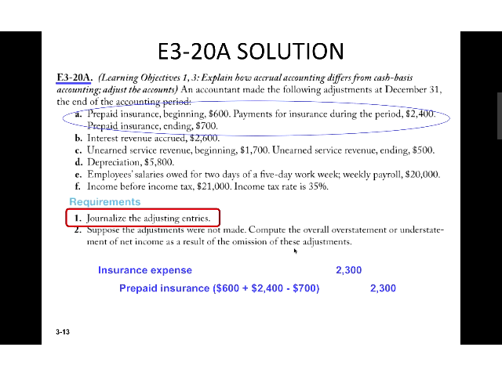So what we're saying is we started with $600, we bought more insurance for $2,400. So we had a total of $3,000 of insurance either that we started with or that we purchased. We had this $3,000, but at the end of the period we only have $700 left. So to get from the $3,000 down to the $700, we had to have used $2,300 of our insurance. So that is our first entry. That's the first adjusting entry for insurance.